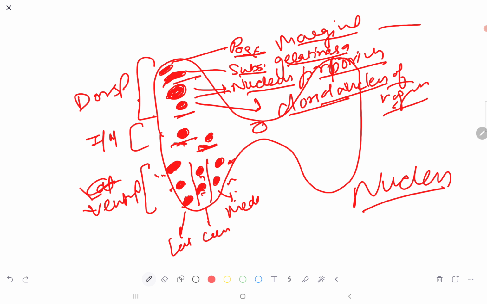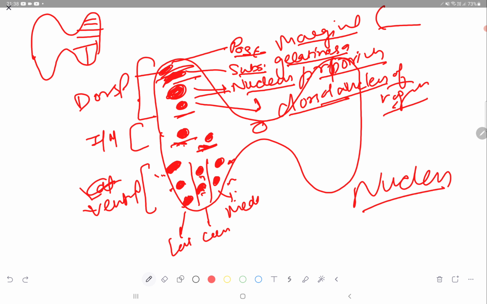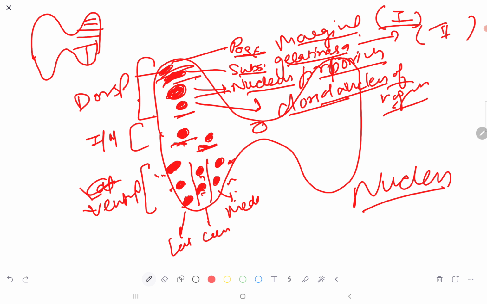Now we have the laminae corresponding to these nuclei. I will make an H-shaped structure here. These are the laminae. Firstly, the posterior marginal nucleus corresponds to lamina 1. Substantia gelatinosa corresponds to lamina 2. Then nucleus proprius comes in laminae 3 and 4.